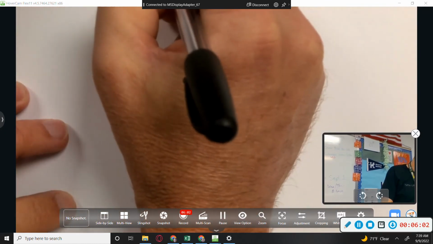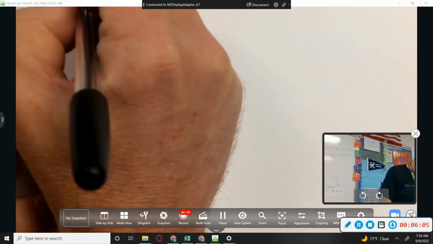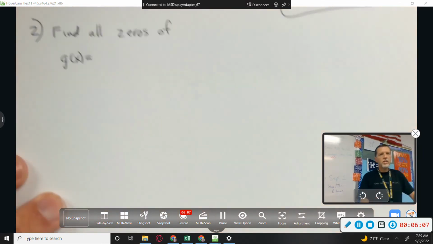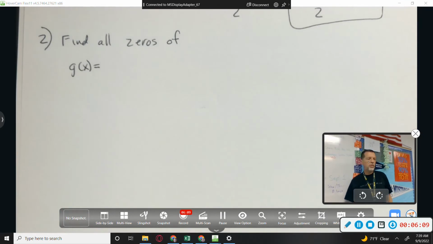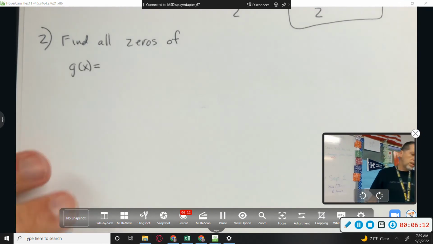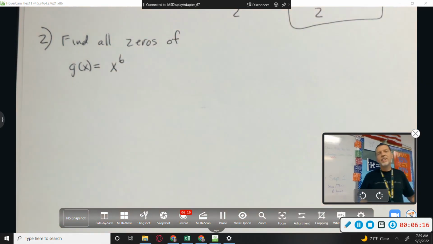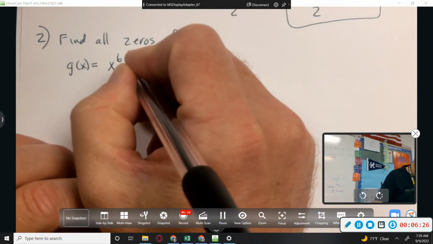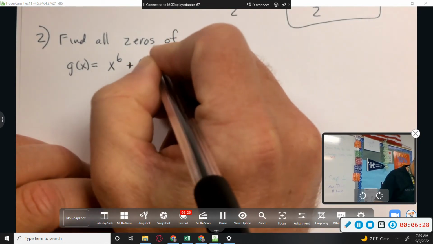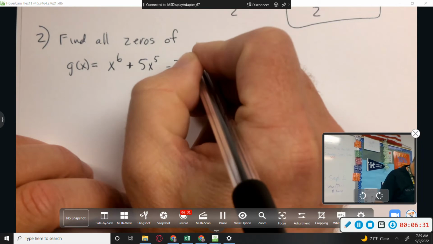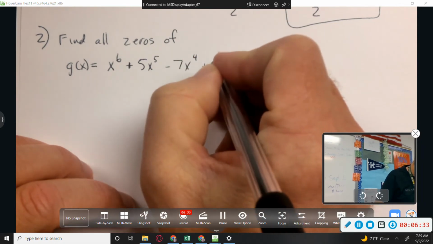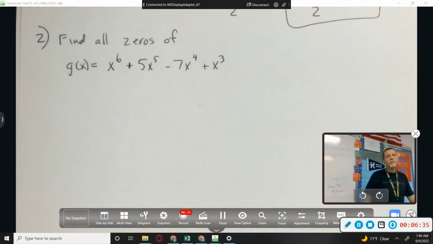Find all zeros of g of x. All zeros of g of x equals x to the 6th. Boo. What does that mean? Before I even continue, 6 zeros. X to the 6th plus 5x to the 5th minus 7x to the 4th plus x cubed.